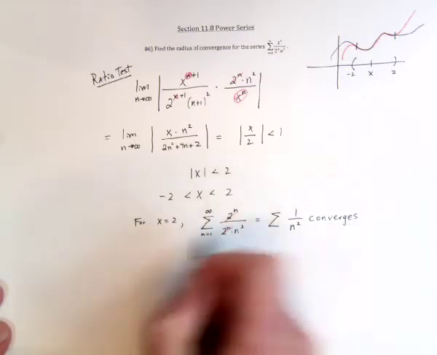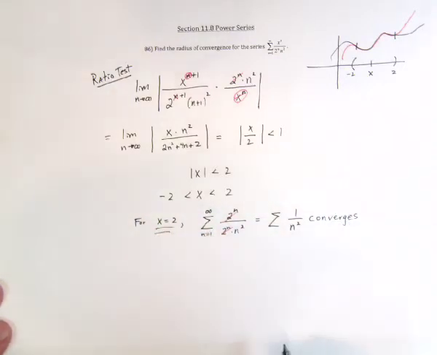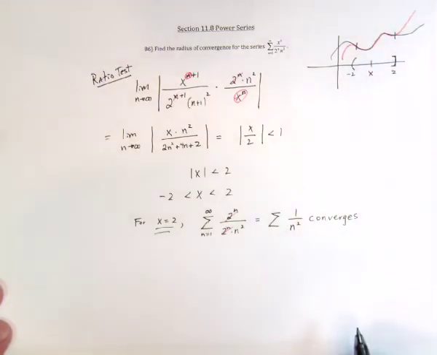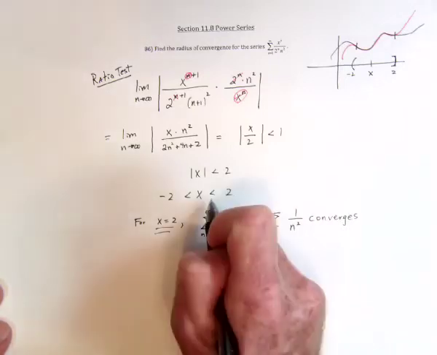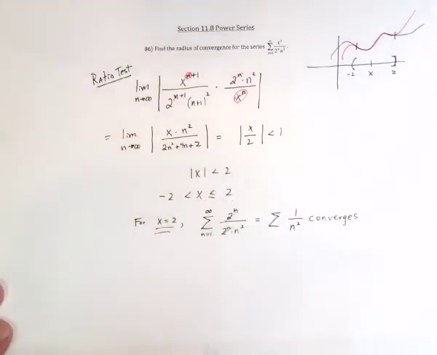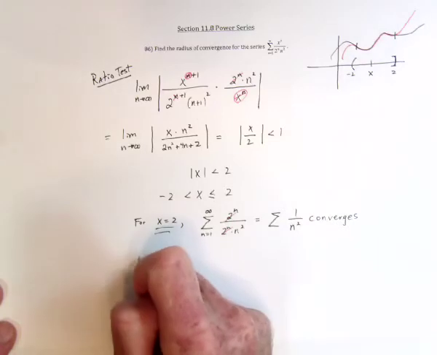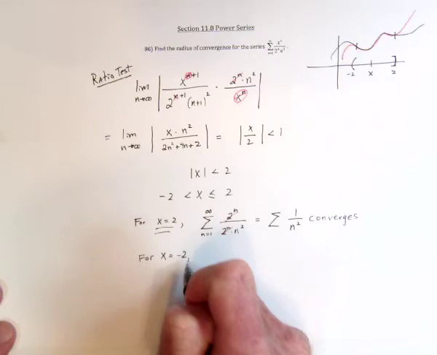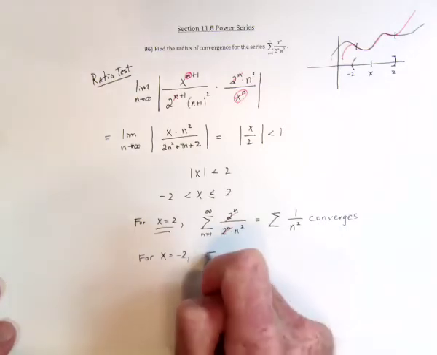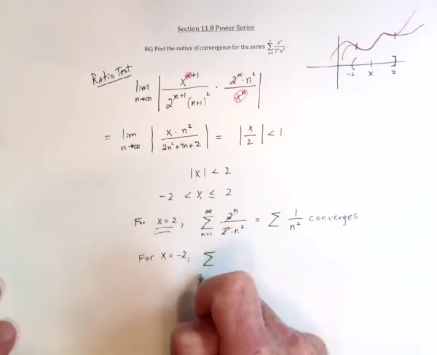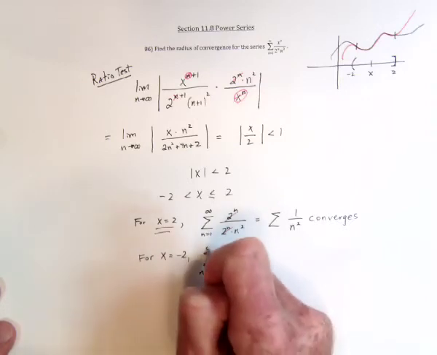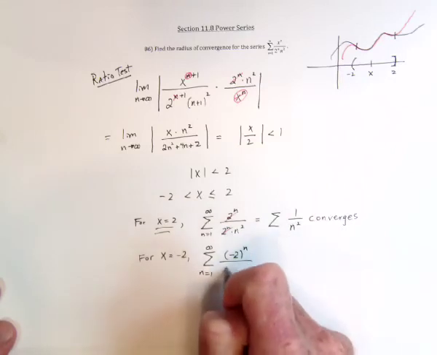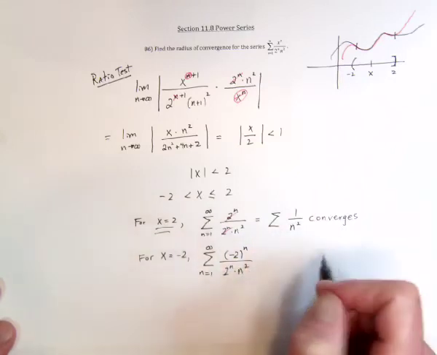That means that x equals 2 should be considered. Or in other words, this should actually be a square bracket. And this should actually include the 2. And then what about negative 2? Well, negative values only make the series smaller, so I'm pretty sure this is going to converge also. So when you put a negative 2, it's going to look like negative 2 to the n over 2 to the n squared.